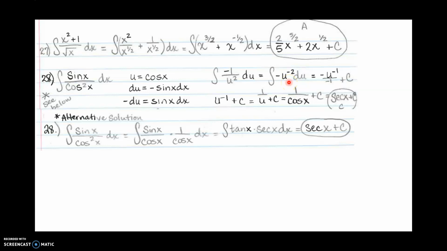Antiderivative of u to the negative 2 would just be u to the negative 1 over a negative 1. Negative divided by negative would give me positive u to the negative 1 plus c, or 1 over u plus c. U was cosine, so if I back substitute, now I've got 1 over cosine plus c, and 1 over cosine is secant. The other thing I could have done is written this as sine over cosine times 1 over cosine, which is tangent times secant, and we have a formula for that. That is secant x.